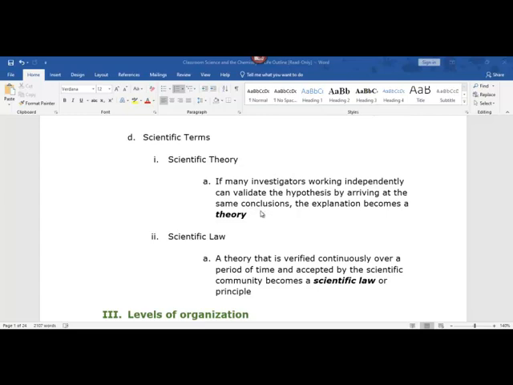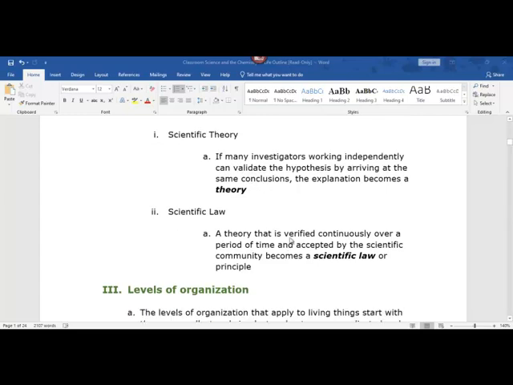If your theory can be reproduced, like it says here, can be verified continuously over a period of time, then it becomes a scientific law or principle, like the law of gravity. And like I said, there's the law of diffusion, the laws of osmosis. These are established things. They don't change, and so it's based on that. All right, so let's go to a description.